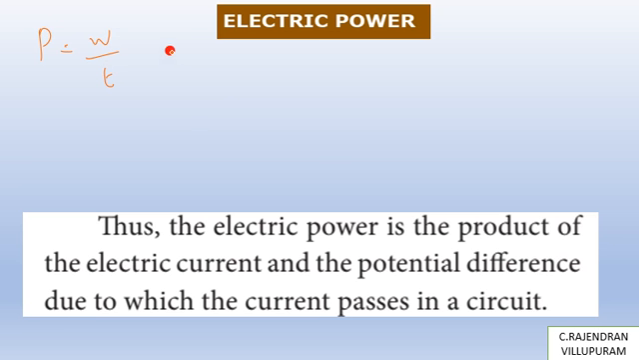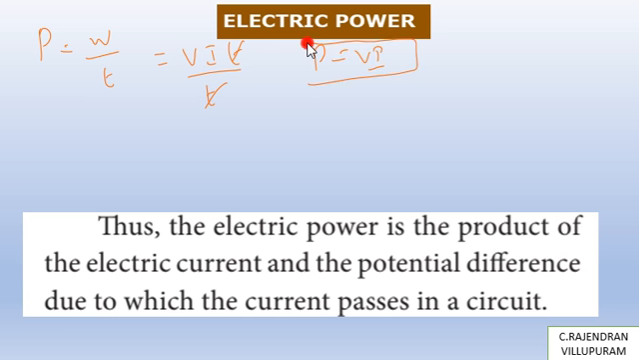Otherwise it is called the rate of consumption of electrical energy. So you know power is equal to W by T, where W is denoted as work done. The work done is equal to VIT, from the previous section, divided by T. The T's cancel, and we get P is equal to VI.